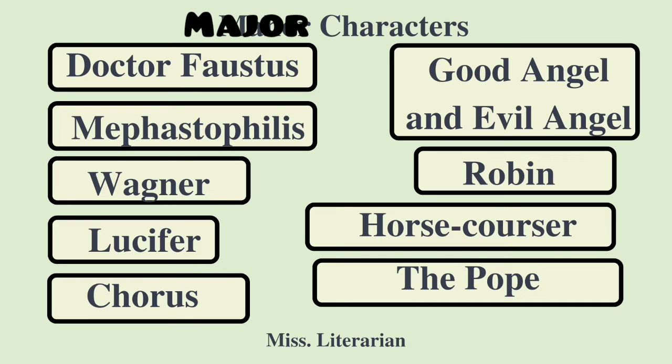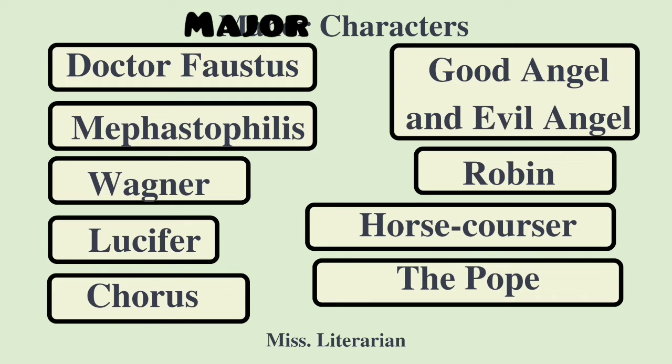Next is Chorus. Chorus is a single person who is actually a traditional figure in Greek tragedy. The chorus here delivers the prologue, the monologue in the play, and it also delivers the epilogue. So the chorus here helps to introduce and set the scene for the main plot and also helps to conclude the play.